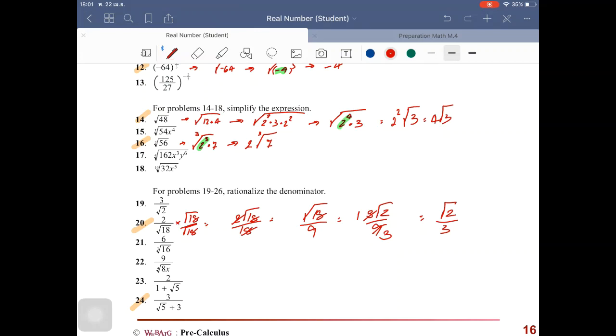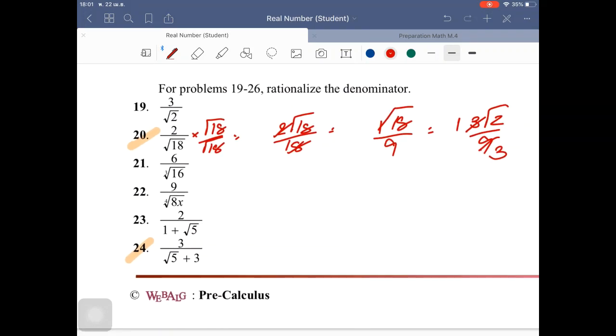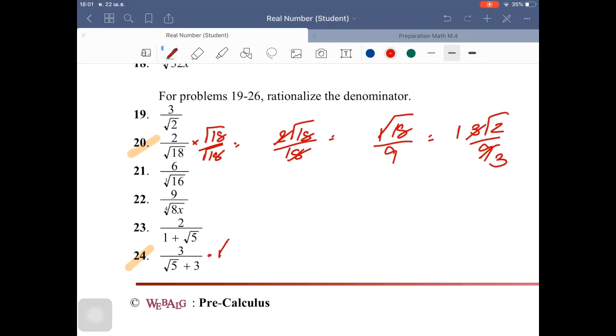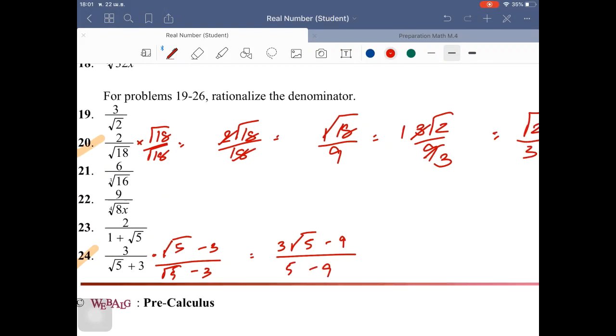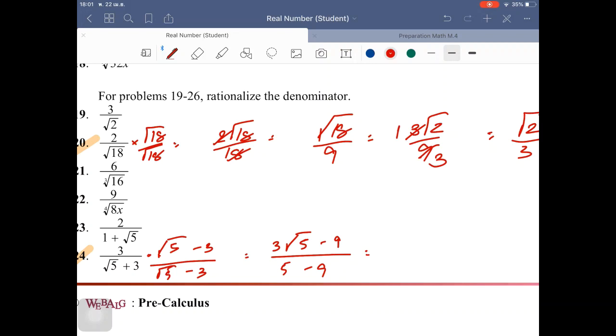Last question. 3 over square root 5 plus 3, multiply by square root 5 minus 3. Multiply itself as I told you, but change the symbol. So what do you get? 3 square root 5 minus 9 over, sorry, this one must be 5 minus 9, and then you get 3 square root 5 minus 9 over negative 4.